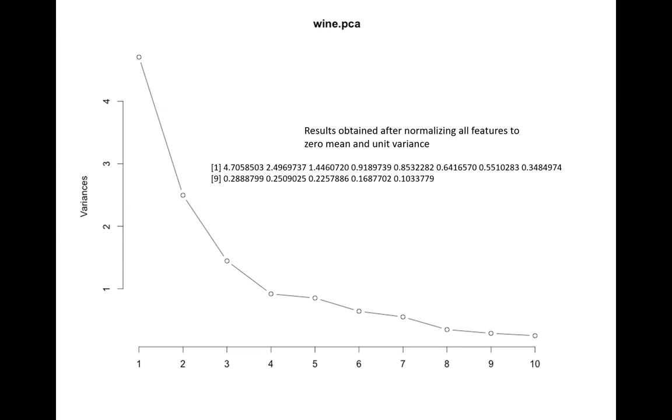The other point that you need to remember, and it is mentioned here, is that the results are obtained after normalizing all features to zero mean and unit variance. I mentioned earlier when we were talking about distance that it is very good practice to normalize data, so that no particular feature will dominate the calculations. Again, we have done that, and only after doing that have we done the calculations for finding the eigenvalues and eigenvectors.